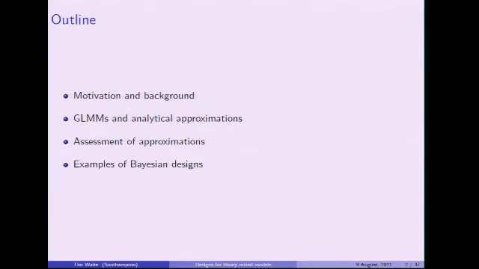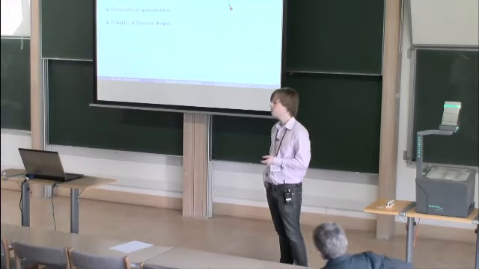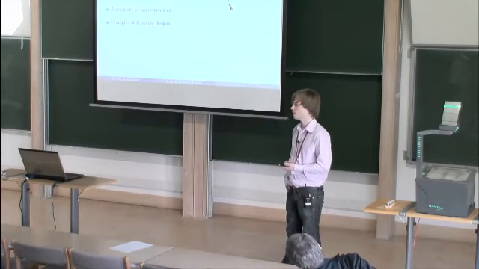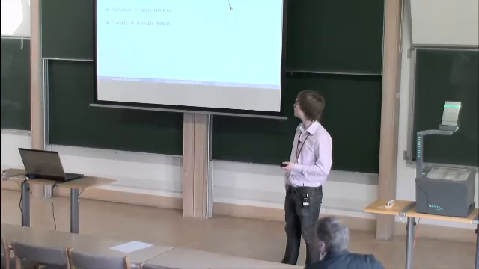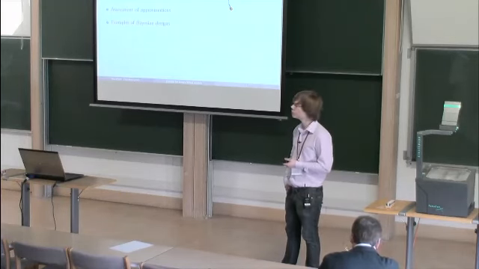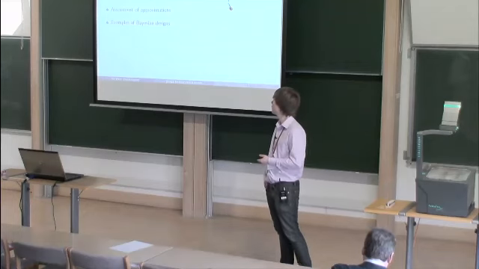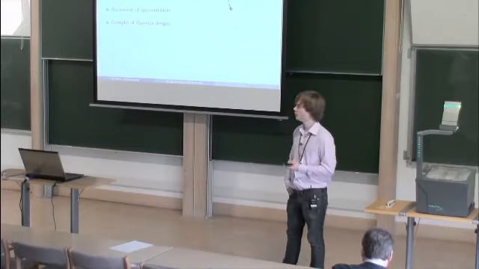So to begin with, I'm going to recap some of the motivating problems and background to what Dave said. I'll then go on to define the models that we're working with, in other words, the generalized linear mixed models. And really the hard thing about design for GLMMs is that the information matrix is difficult to evaluate. So to get around that, we're going to look at some cheap analytical approximations to the information matrix. So I want to discuss a bit about where those come from and what they look like.